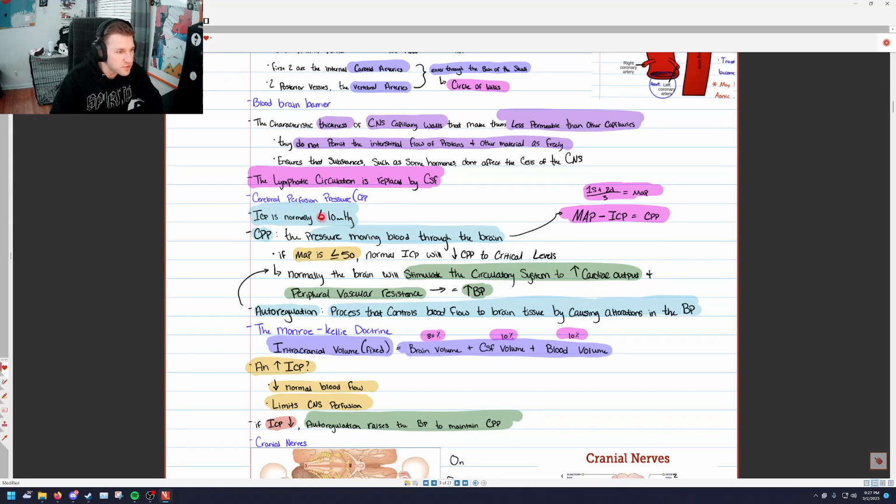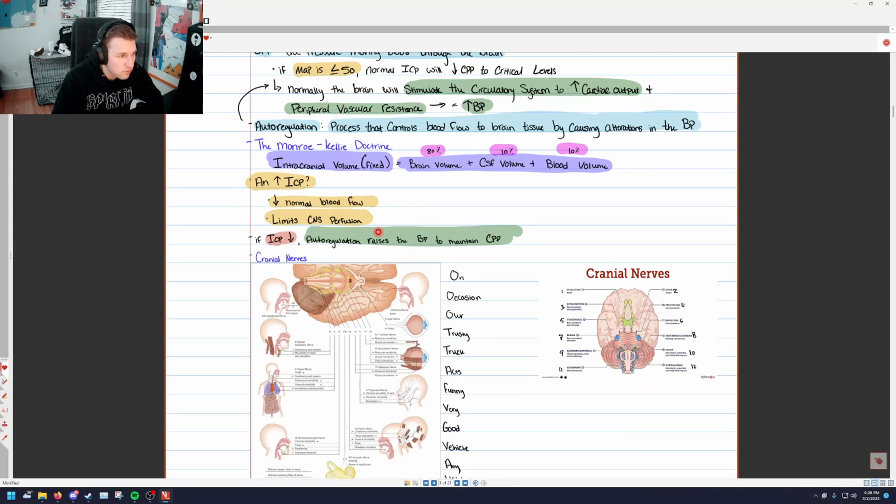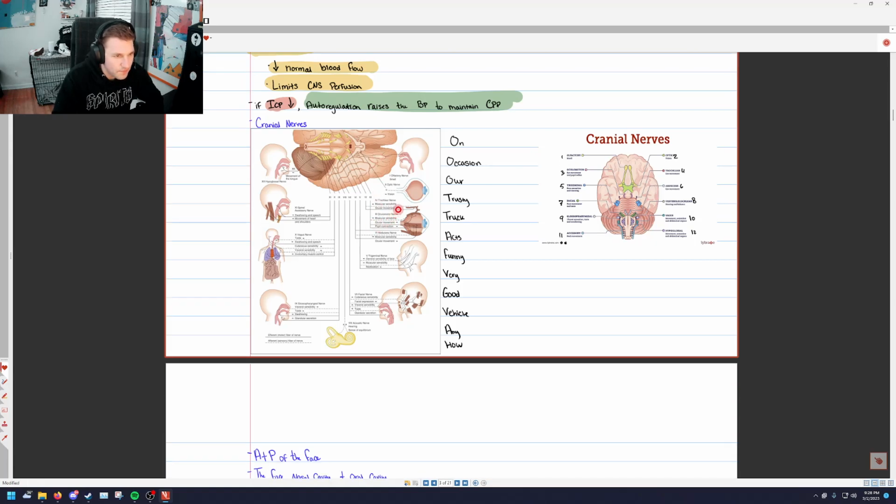Cerebral perfusion pressure. This is going to be the pressure that's actually within the brain itself. So, to calculate this, you're going to need at least MAP and your ICP. If you subtract the ICP from the MAP, you're going to get your cerebral perfusion pressure. Excuse me. If there's a doctrine, not really that important.